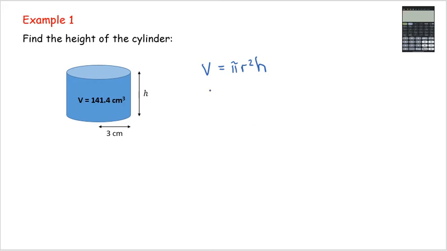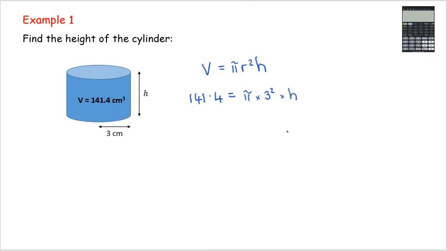Now the next thing I'm going to do, as you always would in a formula, is input all the numbers, all the values that I know. So in this case, the volume is 141.4. That's equal to pi, which is just pi, multiplied by the radius squared. Now the radius in this case is 3, so we're not given a diameter here, just a radius. So 3 squared multiplied by h.